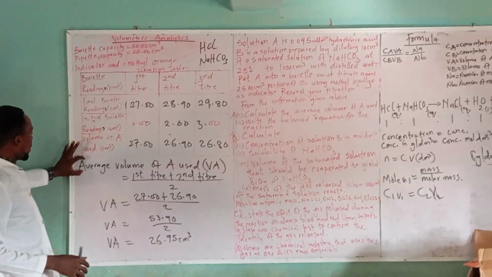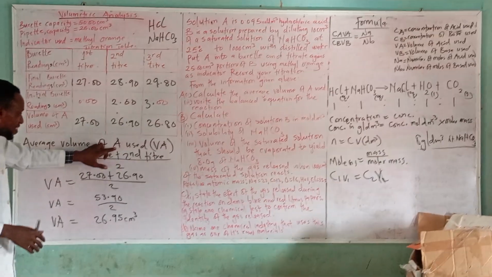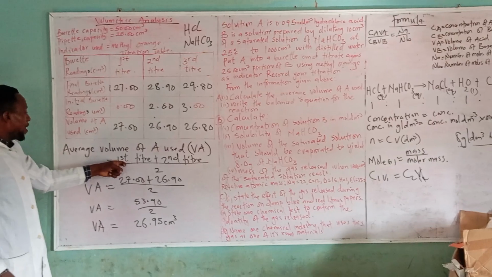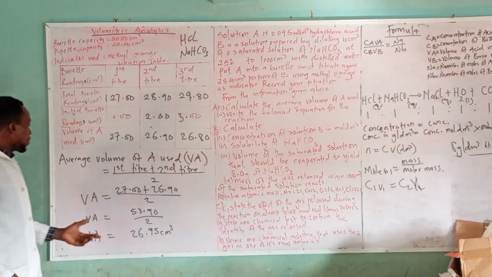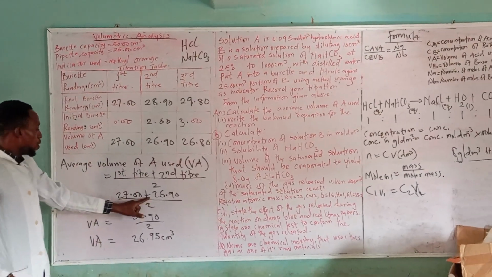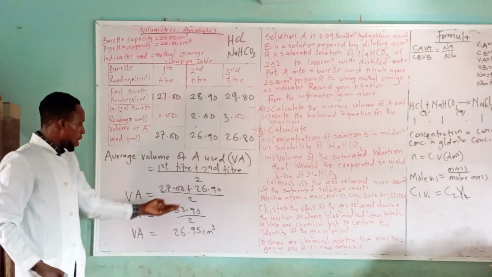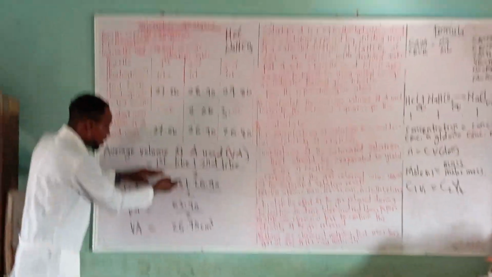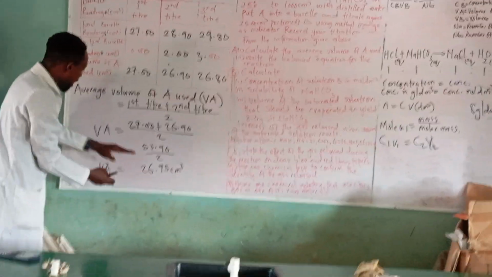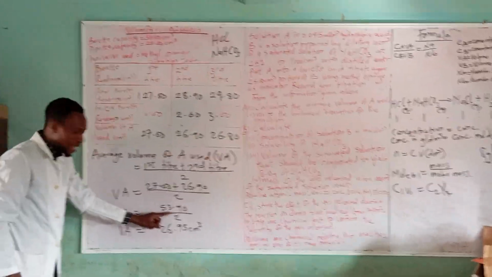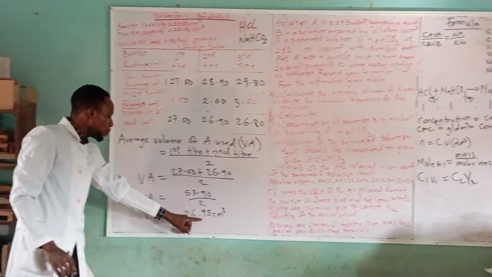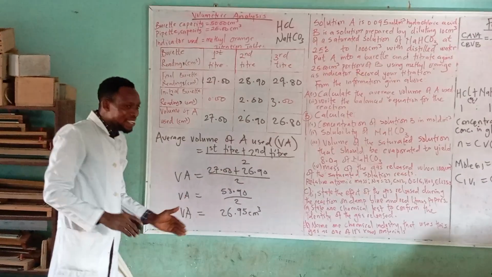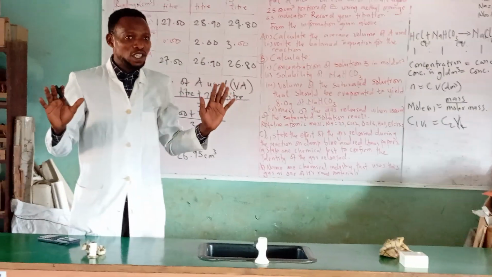I will now come and say average volume of A used, in bracket V, is first titer plus second titer. What is my first titer? 27.00 plus second 26.90 divided by 2. So now this step is very important. Write this out. Now insert the values, the figures here. Now get the addition of these 2, put it here. Now divide it by 2. Now get your answer 26.95 and put your unit, cm³. So this one will give you your complete full marks, 10 marks bonus in your titration.